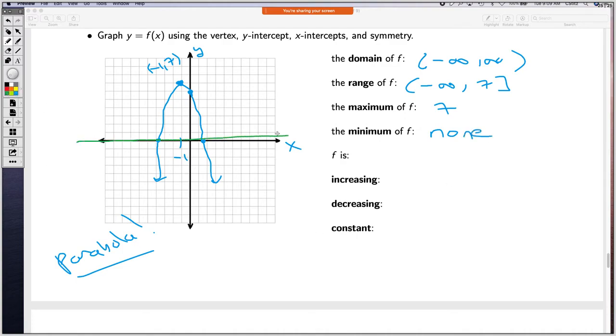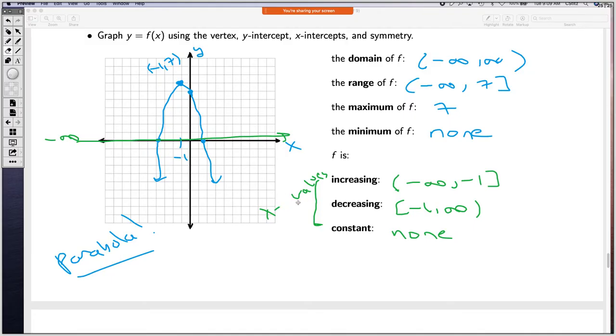If we imagine driving along this from left to right, we're going to be heading uphill from -infinity up to -1. And then at -1, we're going to switch and start heading downhill. Is it ever constant? Nope. Remember, these are x values. Any questions, folks?